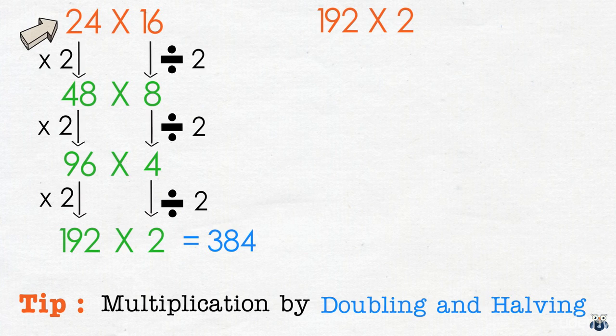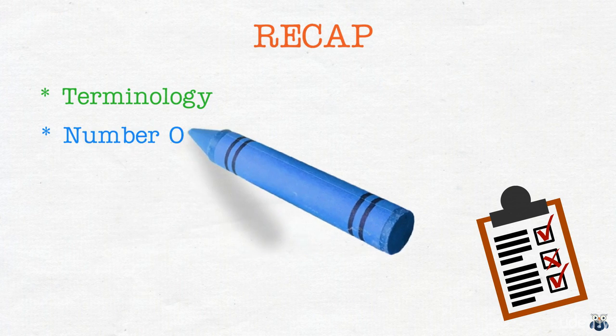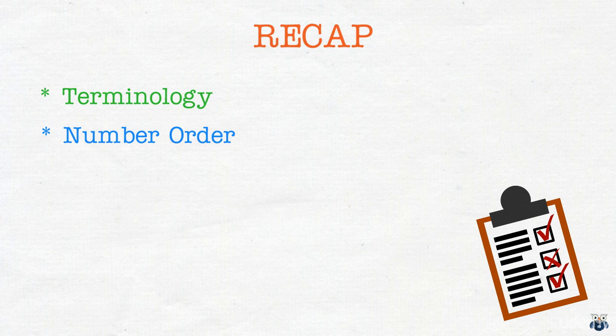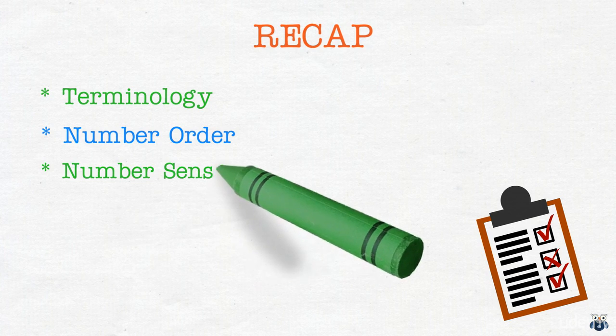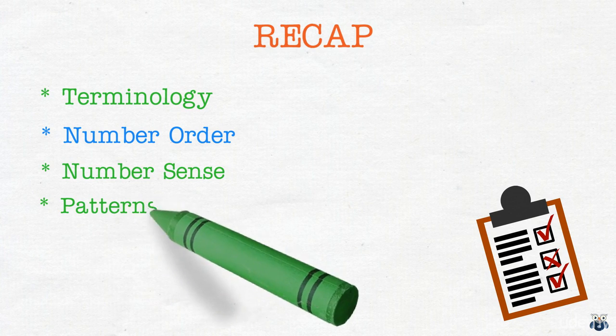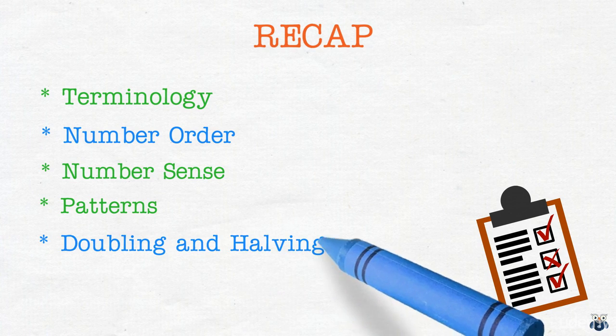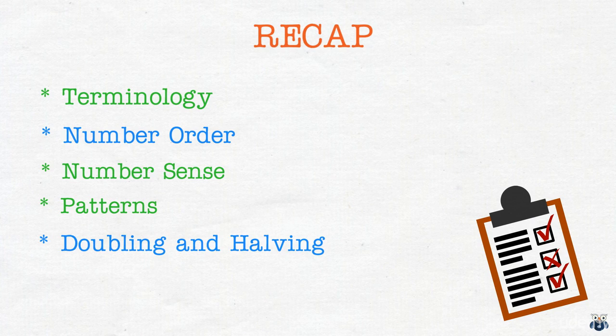And this brings us to the end of the session. We started the session by looking at a few key terms used when multiplying numbers. We also introduced the concept of developing a number sense. We said that good mathematicians have a well-developed number sense. We then looked at a few number patterns that help find quicker solutions to multiplication problems.